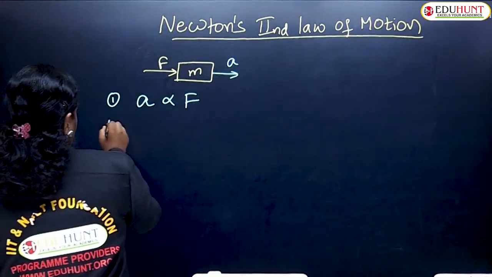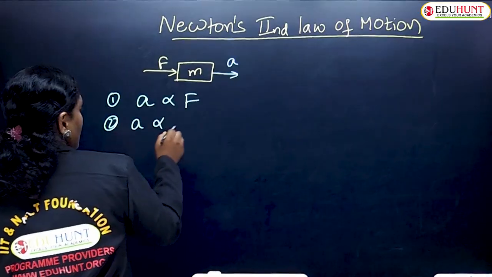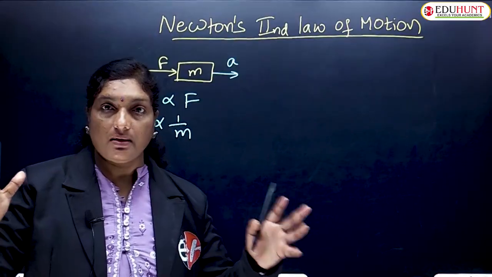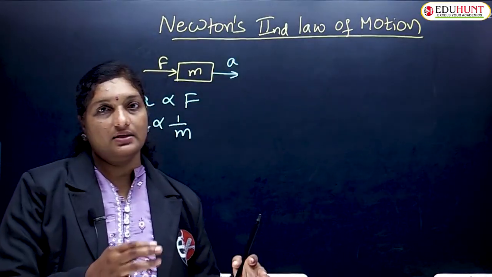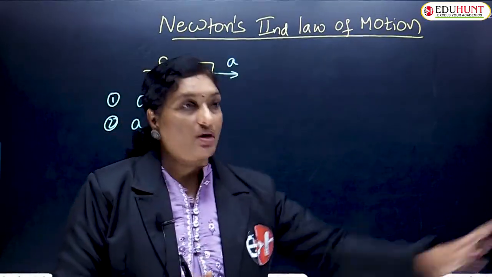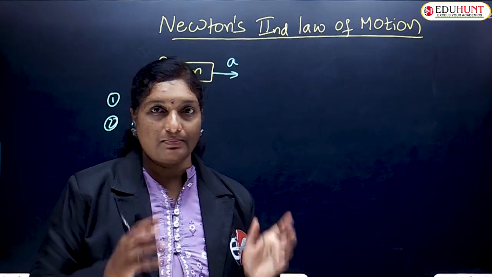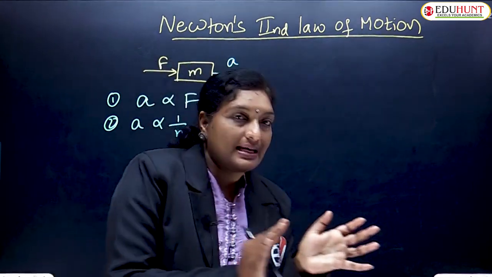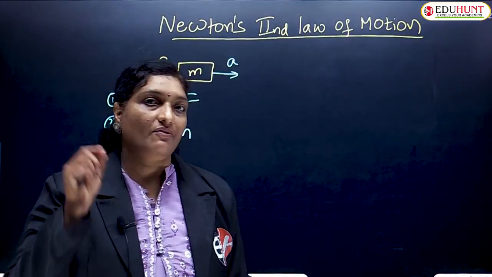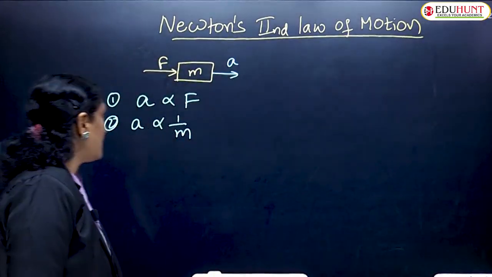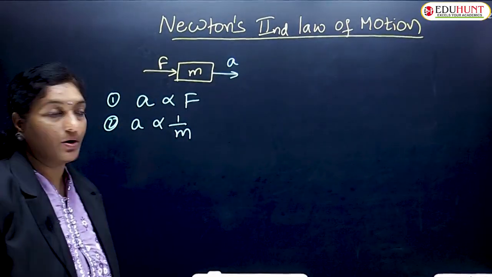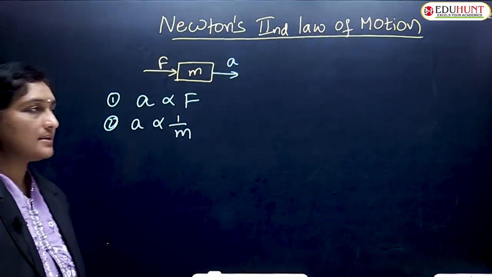It was also observed that the acceleration produced in the body is inversely proportional to the mass of the body. That means the heavier the body, the lesser will be the acceleration for the same amount of force, and the lighter the body, for the same amount of force the body will move with larger acceleration. That means heavier mass will move with less acceleration and lighter mass will move with larger acceleration for the same application of force. Hence we can conclude that the acceleration produced inside a body is directly proportional to the force applied on the body and inversely proportional to the mass of the body.